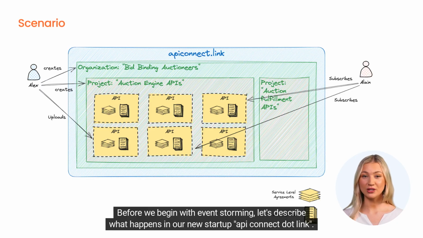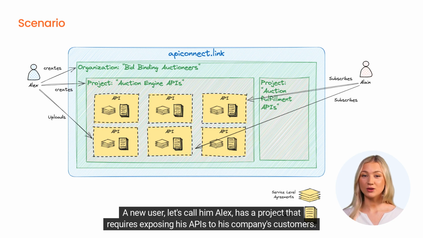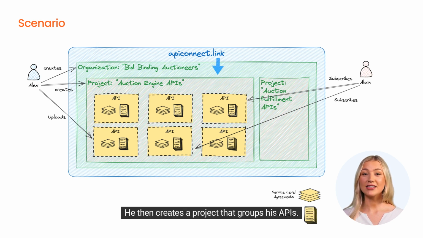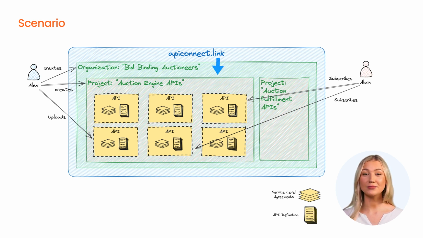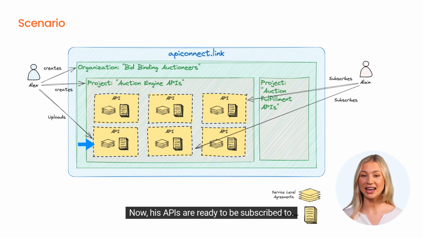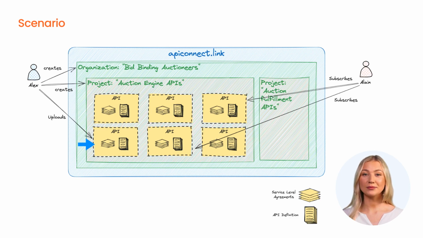Before we begin with event storming, let's describe what happens in our new startup API Connect.link. A new user, let's call him Alex, has a project that requires exposing his API to his company's customers. He signs up with API Connect.link. He registers his organization. He then creates a project that groups his API. He proceeds to upload his API definitions, along with the API SLA. Now his API are ready to be subscribed to.